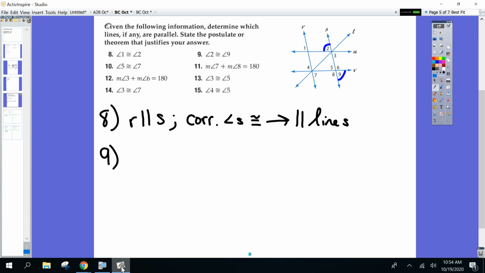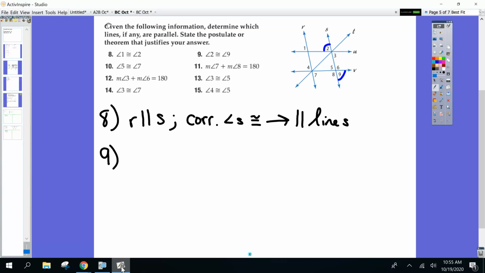Are they alternate exterior? You got it. They're alternate exterior. And then what should we usually know about alternate exterior, guys? Should they usually be congruent or supplementary? Congruent, and that's what they are.